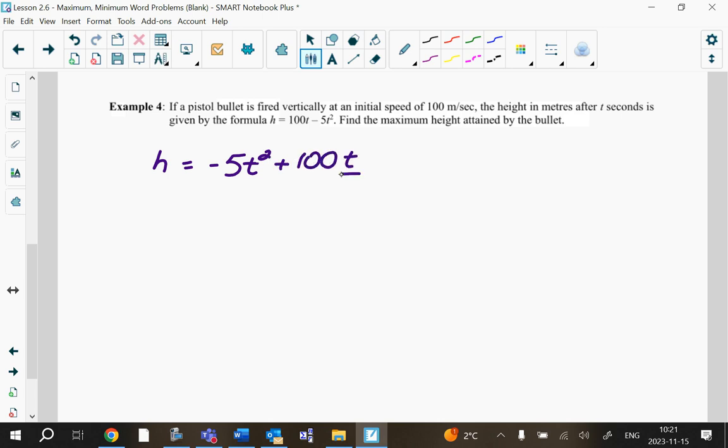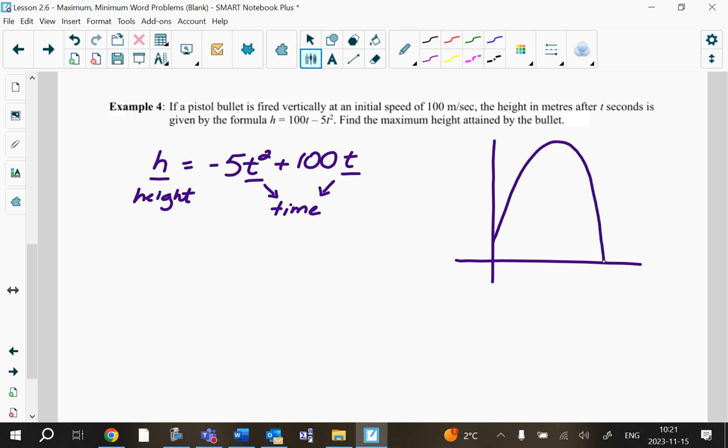So remember, this is time in seconds, and this is the height of the bullet. It's going to look something like this, much like our last problem. You're not firing it directly from the ground, so you're firing it from a certain height. It goes up and it hits the ground. A little sketch like that might actually help you answer this question.